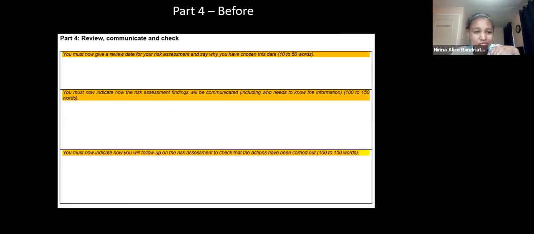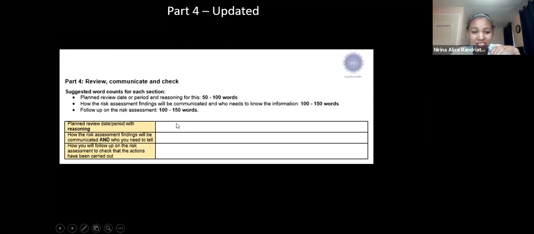Part 4. So review, communicate, and check. This is the old form. Nothing complicated. Review is when is the date of review and why did you select that date. Communicate is who needs to know the risk assessment and how will you communicate. And follow up is how we're going to follow up the actions mentioned in the risk assessment. Now, under the new form, it's the same thing again, nothing new. It's just the way you present the answer that is different.